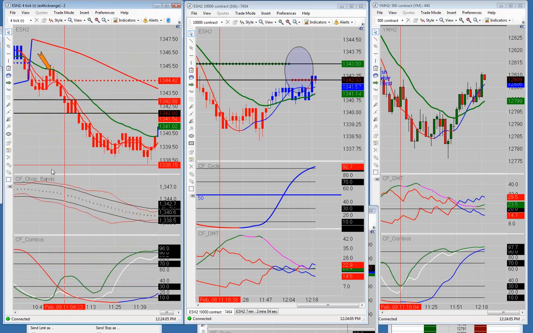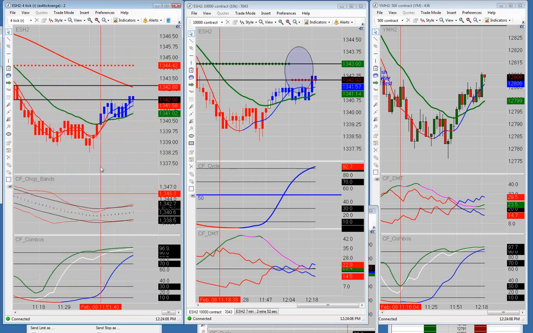There was no trade opportunity here because we needed a fresh bubble, and we did not get the bubble by the time it pulled back up to the BBC.